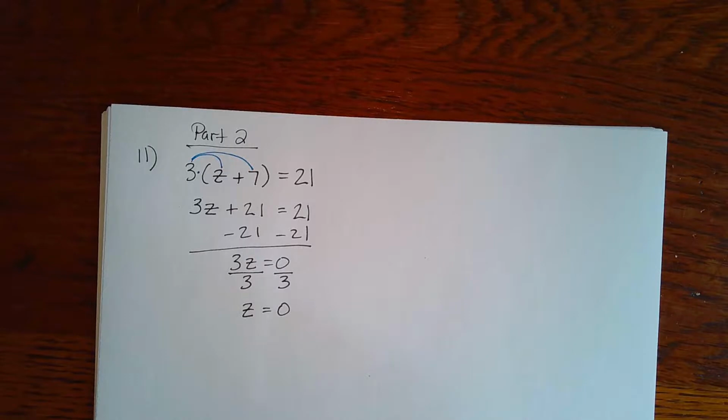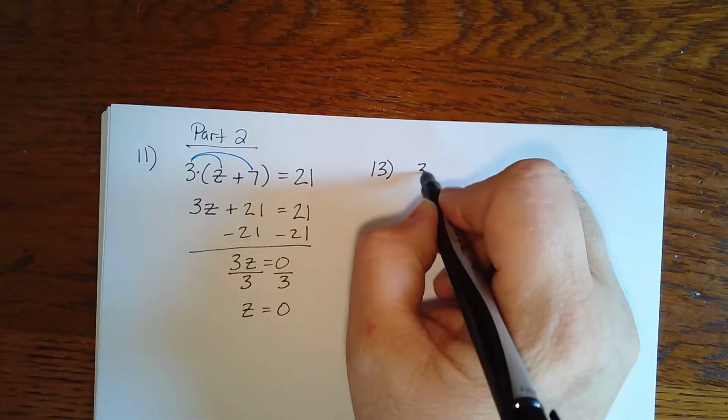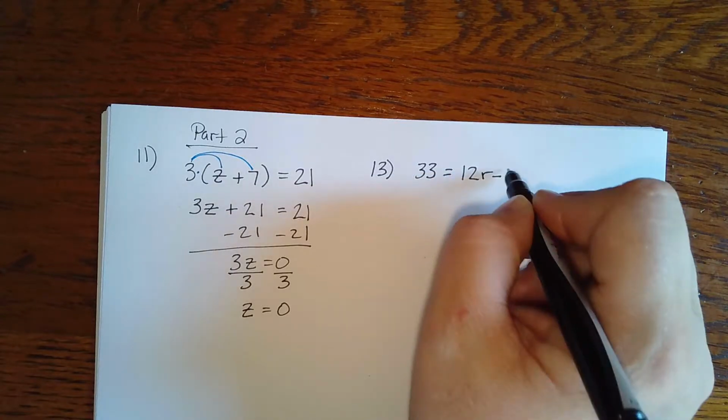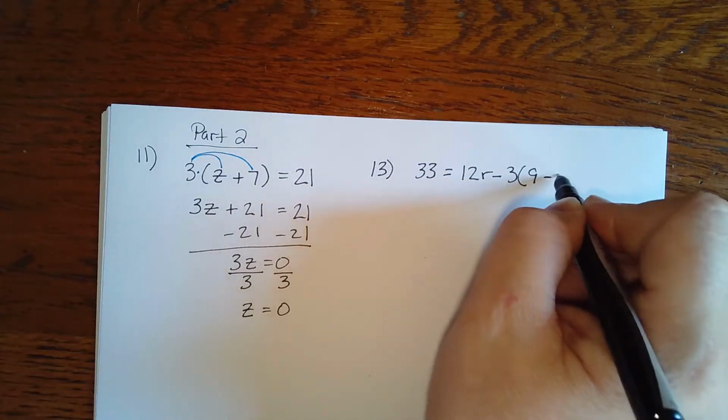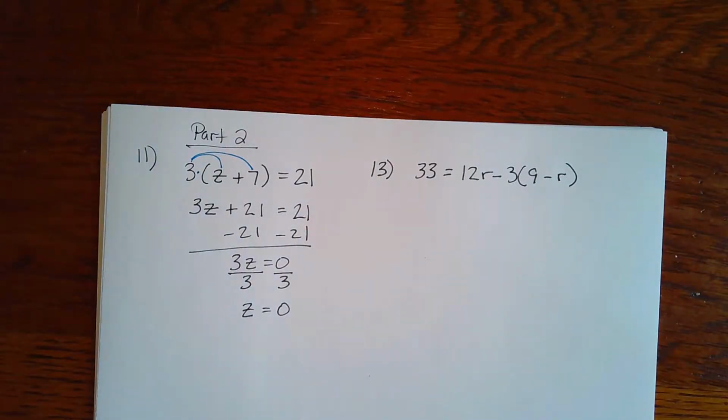Okay, so let's look at number 13. At number 13, we have 33 equals 12r minus 3 parentheses 9 minus r. Okay, there is a lot here. Once again, we need to look at a couple things. We're using distributive property. Now, in the last one, it was a positive 3. I didn't have to put the plus sign there. We knew we were doing the positive.